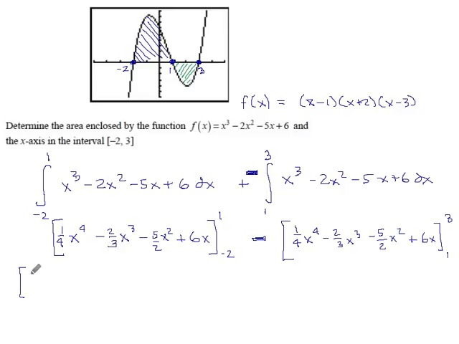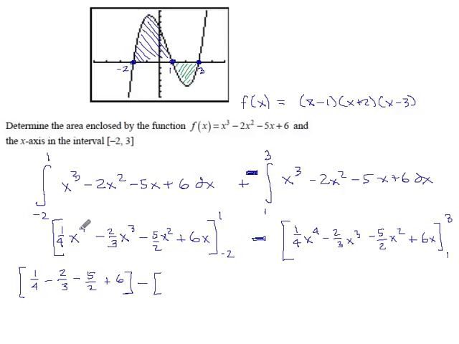1 to the 4th power is 1, a quarter of that is 1/4. Minus 1 to any power is 1 times 2/3. We'll need a common denominator here soon. Minus 5/2 plus 6. So that's the 1 part.